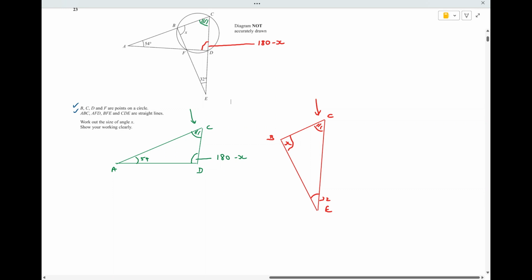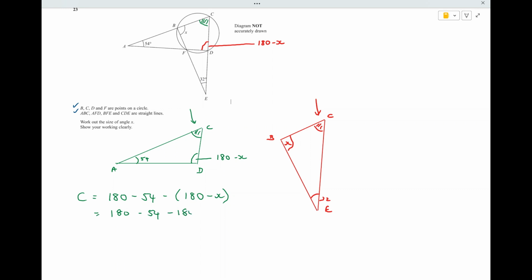Now, looking at that green triangle, I can say that the angle C is 180 minus 54 minus, be careful, you'll need brackets, 180 minus x. So that is 180 minus 54 minus 180 plus x. So that is minus 54 plus x. There's an expression for the size of the angle C using the green triangle. Now let's use this red triangle. According to the red triangle, 180 minus 32 minus x. That's what C is. So that is 148 minus x.